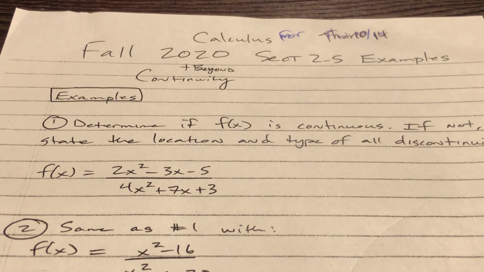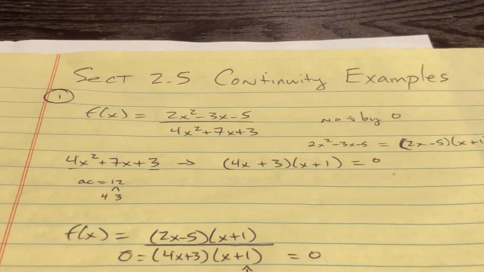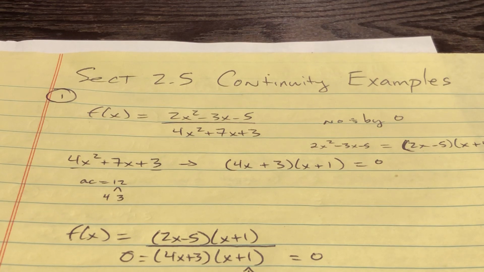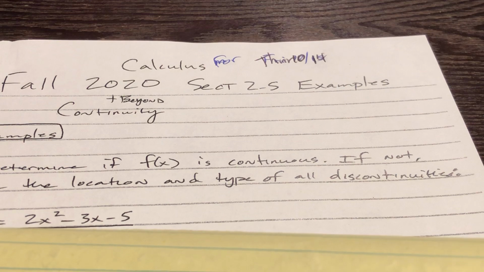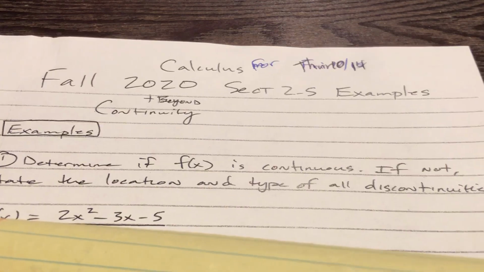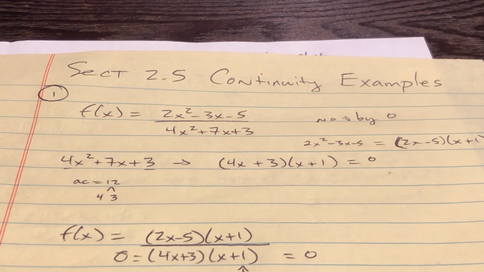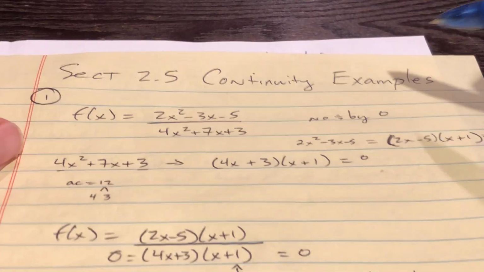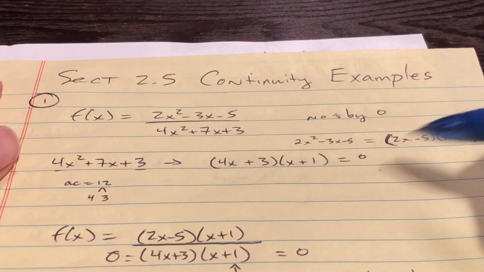All right, so what I've done is I've written these notes right here. So let's talk about the section 2.5 examples. The first two said, determine if f of x is continuous. If not, state the location and type of all discontinuities. All right, so number one, there is the function, and what have I done there?